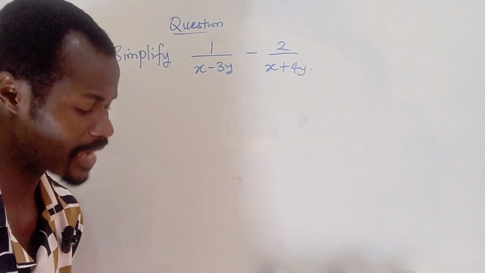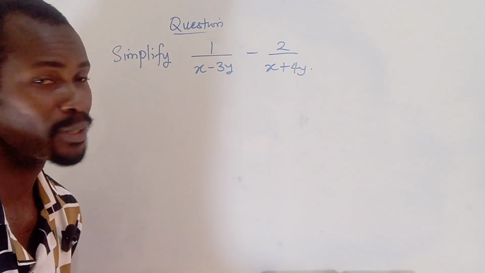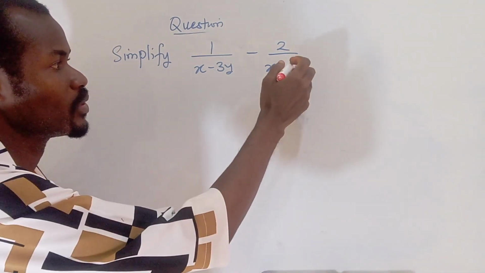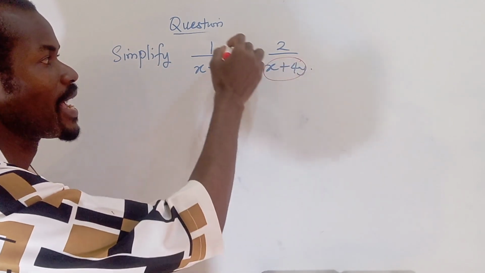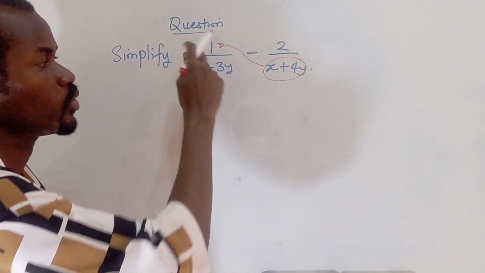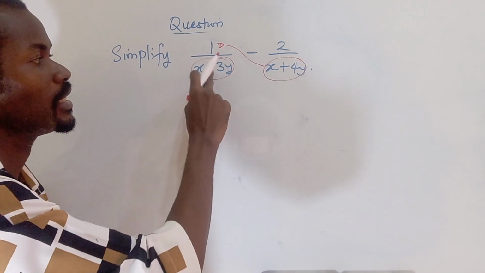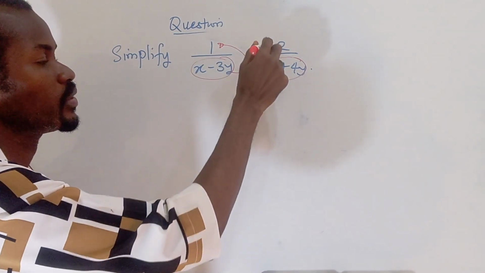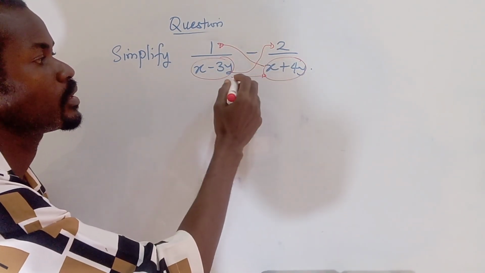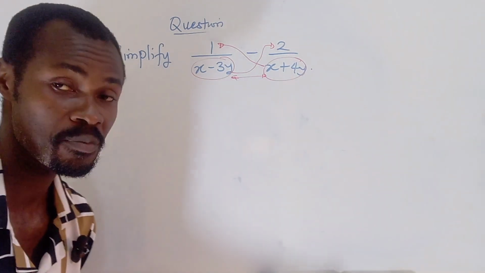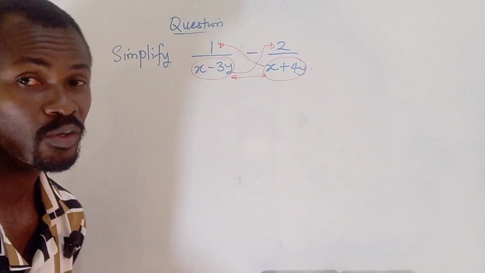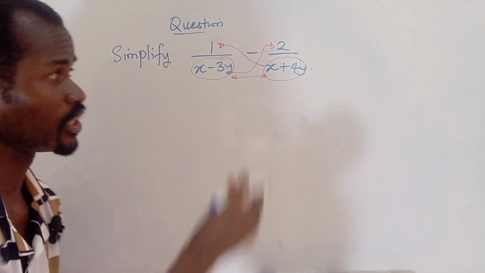Remember, if you have a fraction, whether plus or minus, one way to solve a fraction is you cross multiply. Denominator to numerator and denominator to numerator. Then you multiply both denominators. So we are going to use that idea or approach in this question.